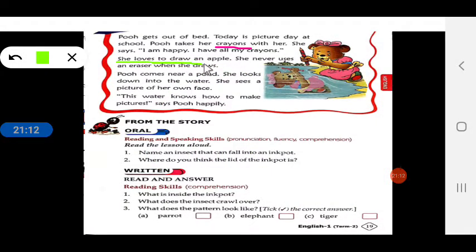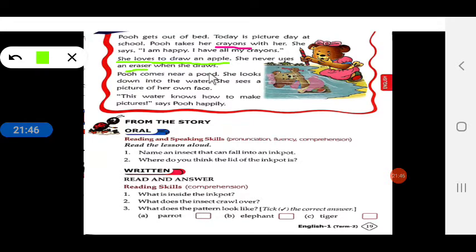Who wants to draw an apple? She loves to draw an apple, at her school. So she never uses an eraser when she draws. While drawing the picture at her school, she never uses an eraser. Eraser means which we use to erase what we have written. So she never uses an eraser when she draws.